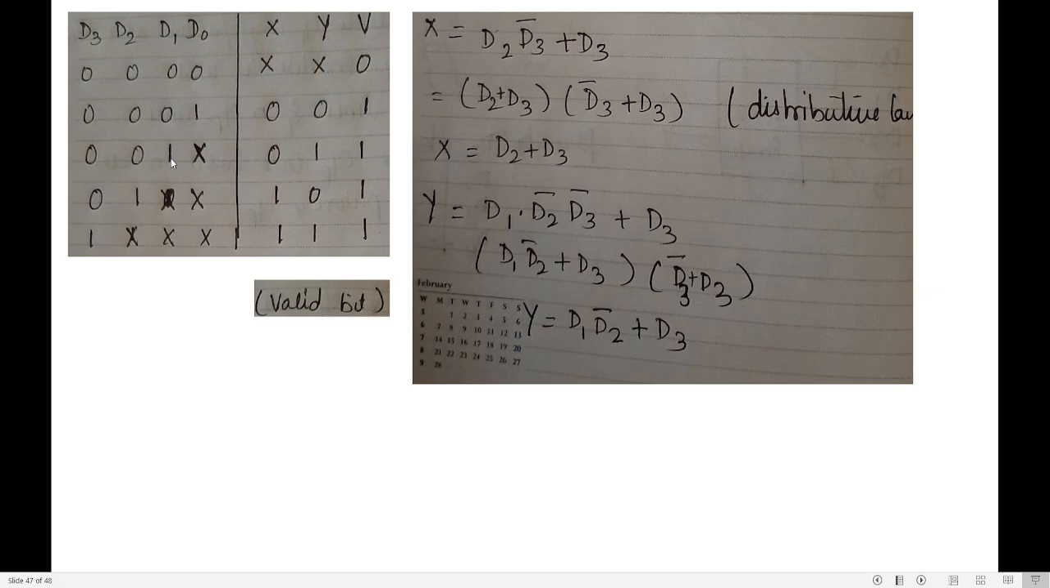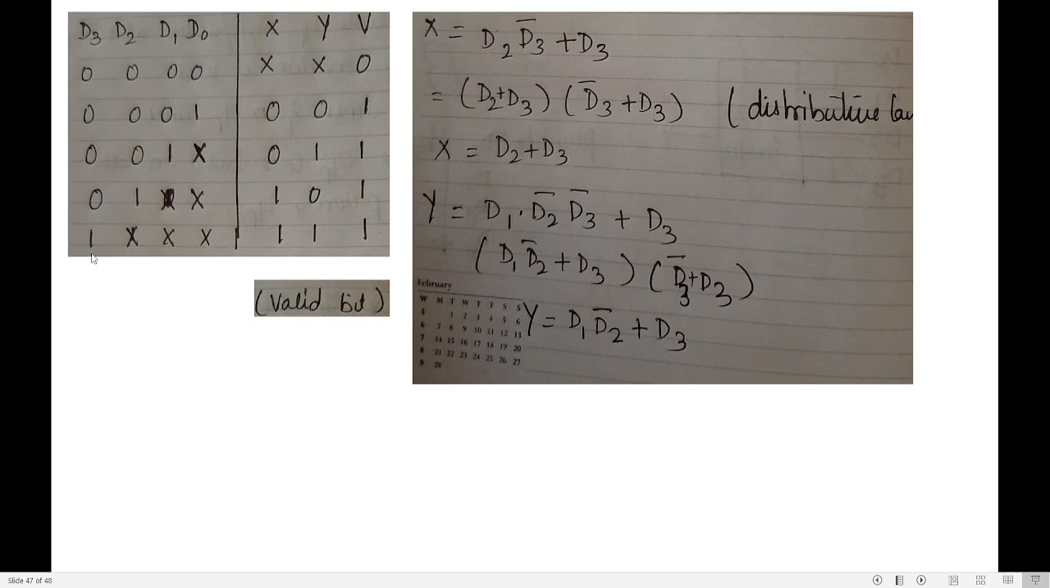D1 must be given the higher priority. I don't mind whether D0 is 0 or 1. Whether it is 0 or 1, I give priority only to D1 because D1 is higher priority than D0. So I write the output as 0 and 1, representing D1, and it's valid. If D2 is 1, then D1 and D0 are don't care. What is don't care? It can be either 0 or 1. I don't mind whether D0 is 0 or 1 or D1 is 0 or 1. If I find D2 is 1, my output is 2, so it is 1, 0.